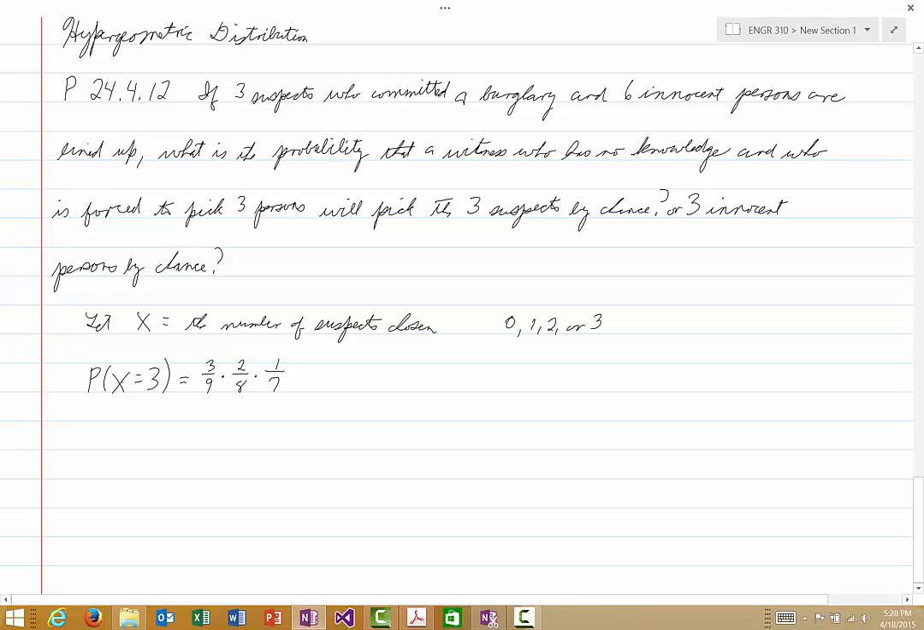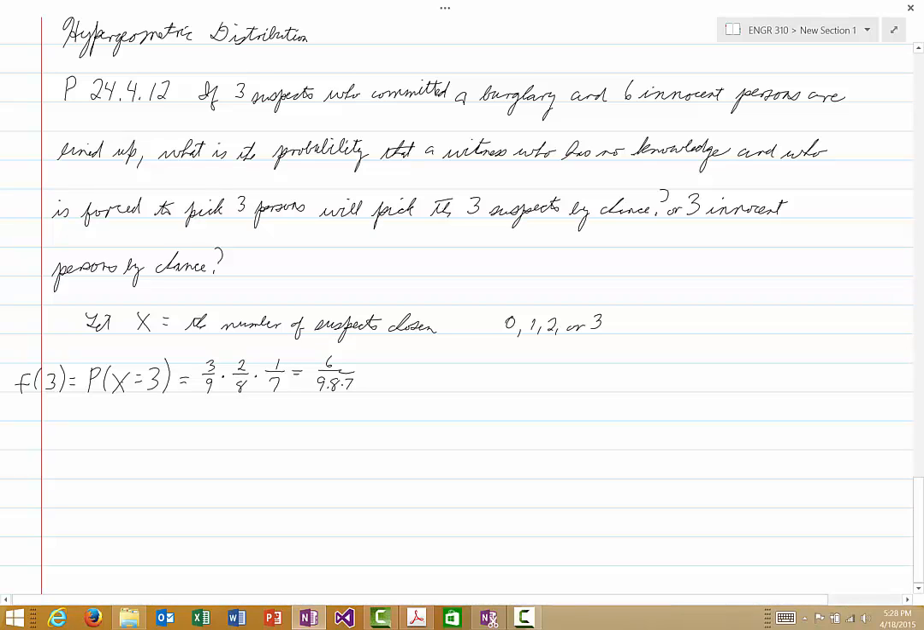And so the probability that he gets all 3 suspects is going to be 6 divided by 9 times 8 times 7. And that would be little f of 3. So that one is pretty straightforward to calculate.